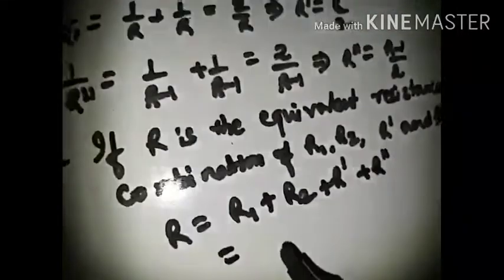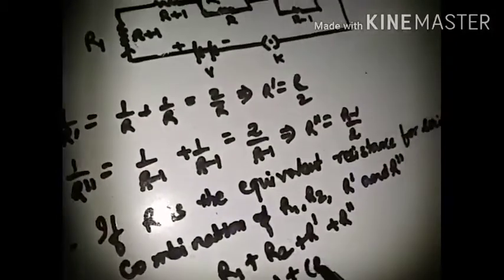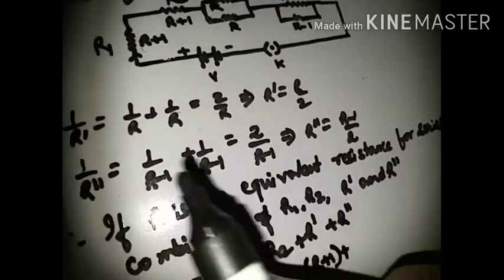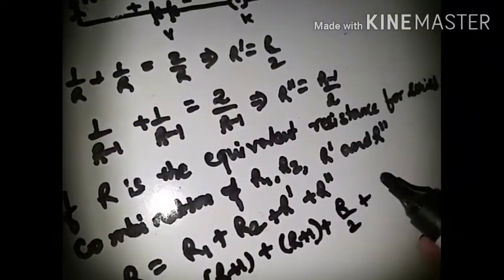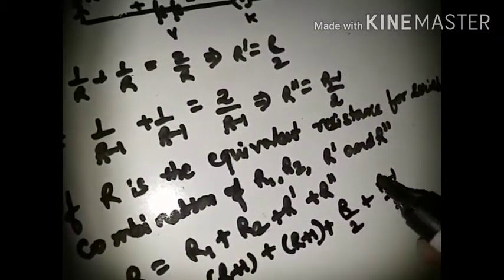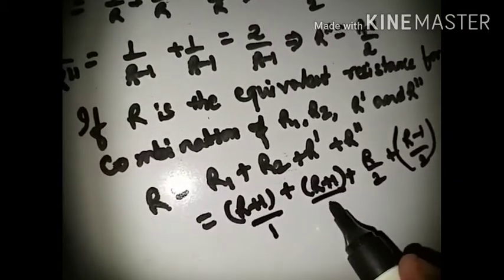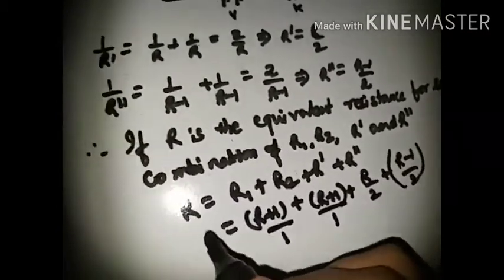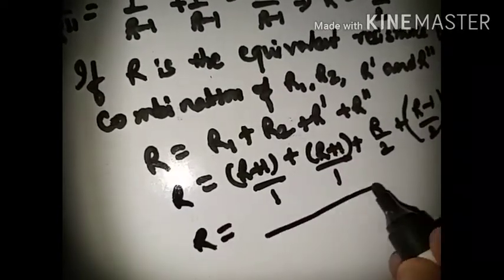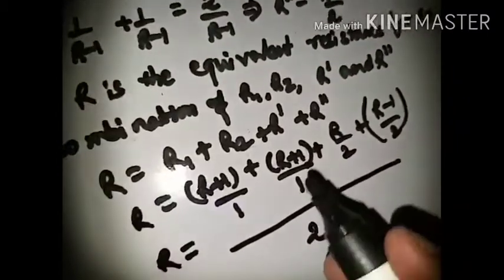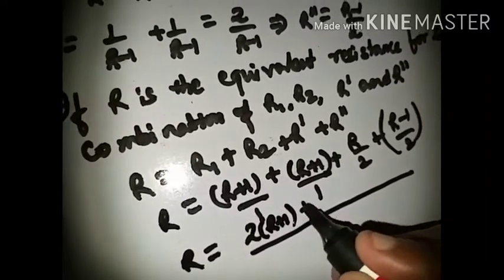R1 is R plus 1, R2 is again R plus 1, R dash is R by 2 and R double dash is R minus 1 by 2. Let's solve it out. We can put the denominator as 1 so that it becomes convenient for us to solve. So now for the equivalent resistance, take the LCM. You already know how to solve fractions, so that should not be a problem for you.